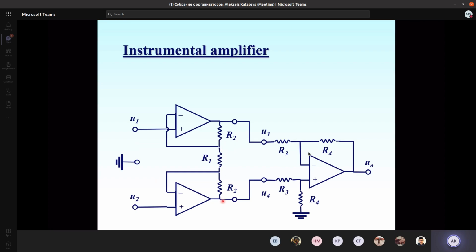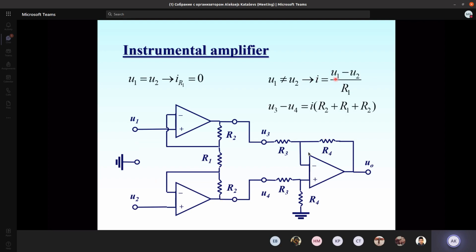Okay, let's see, U1 will be higher, so the current will flow that way. Yes, let it be U1 minus U2. So U1 is higher than U2, so the current flows downward. And this current will be equal to U1 minus U2 divided by R1. So it's the current through resistor R1.